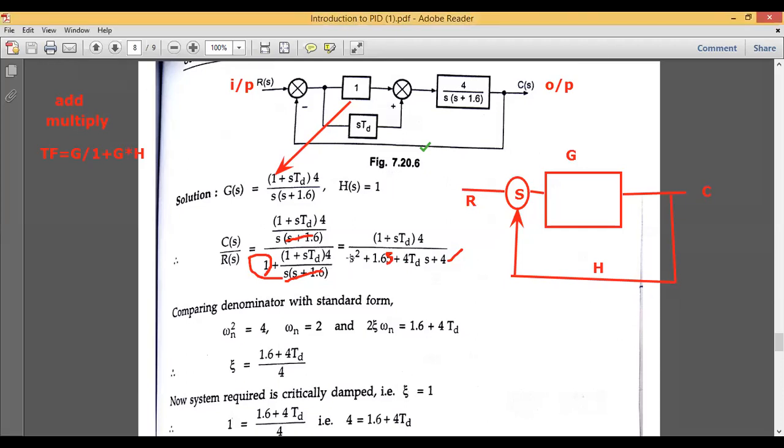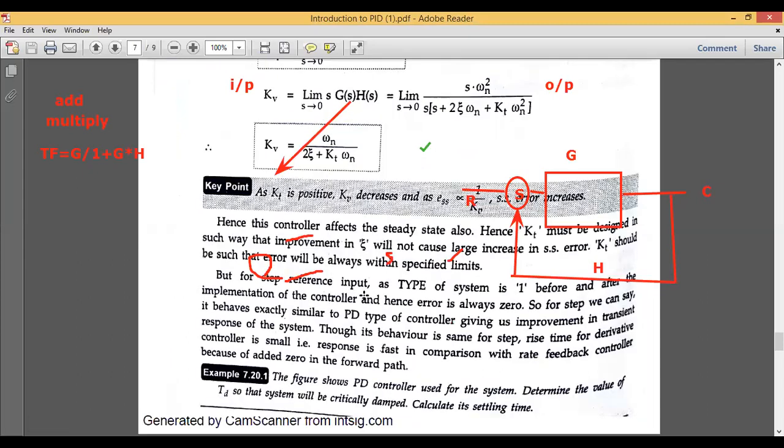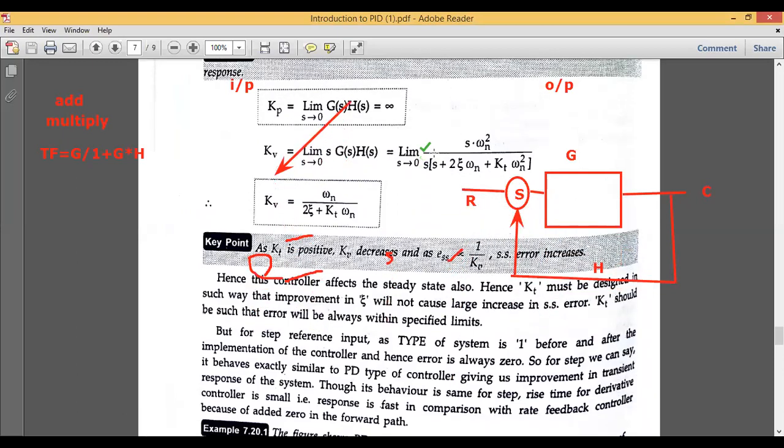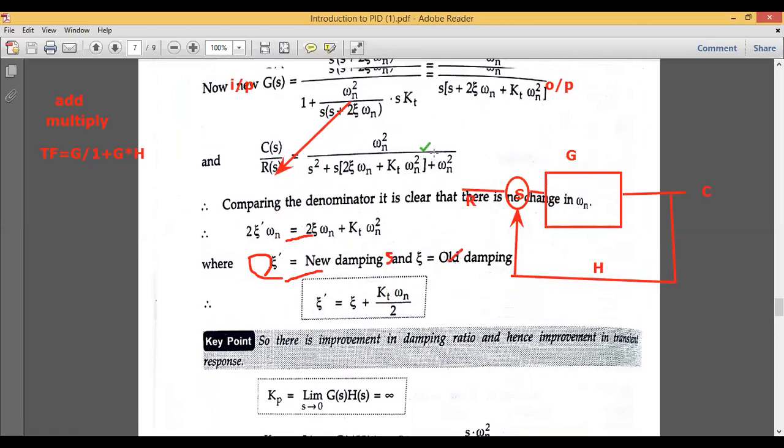Simply see, omega n square is equal to 4 from here. Omega n is equal to 2, and 2 zeta into omega n is equal to 1.6 multiplied by 4 TD. They have taken this, where it is compared here. Here they have compared the values, or simply we have one more formula for the denominator.